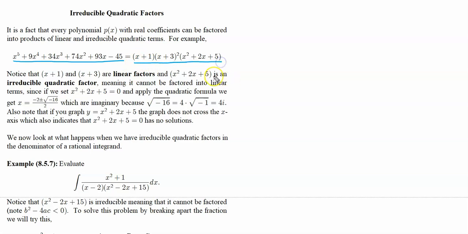Now, you don't have to do that. I'm just telling you that this is how it factors. So you notice we have these linear terms, x plus 1 times x plus 3 squared. Then we have this quadratic term here, x squared plus 2x plus 5. Now, this term right here, or this quadratic, does not factor over the real numbers. You cannot write this as x plus a times x plus b. You cannot expand it like this.